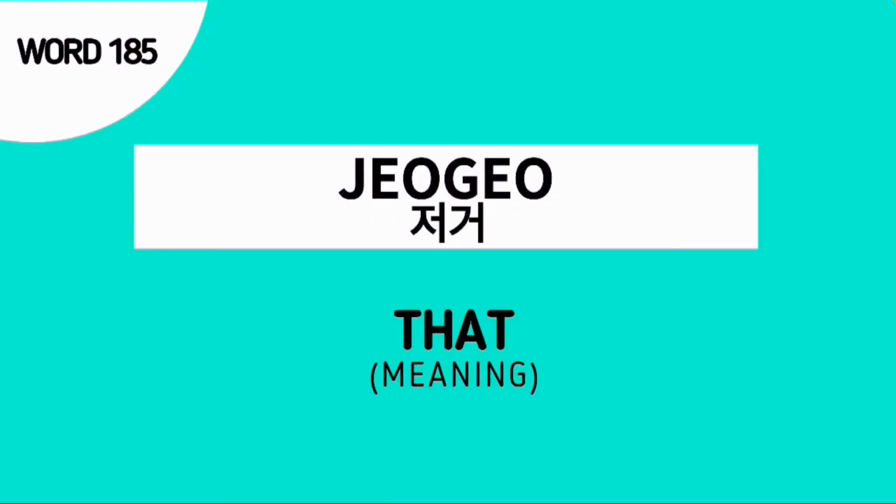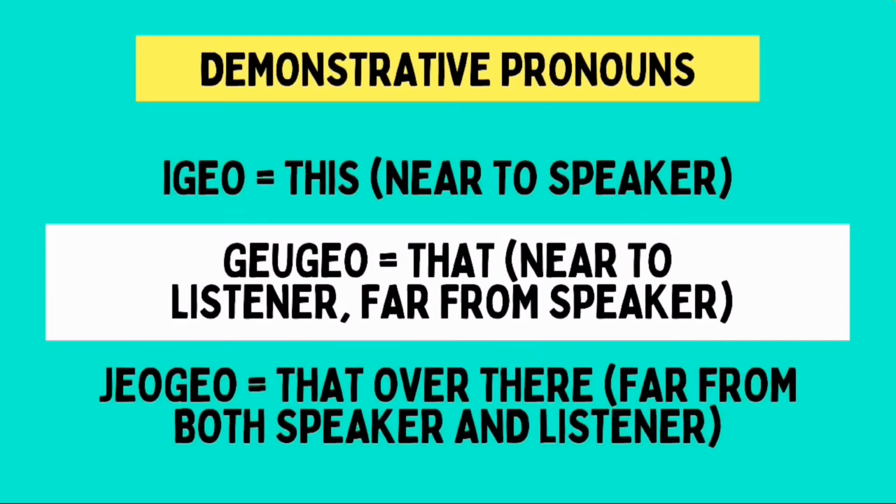The Korean word 저거 is used to say that, or this is used to indicate that the object we are talking about is located far from both the speaker and the listener.